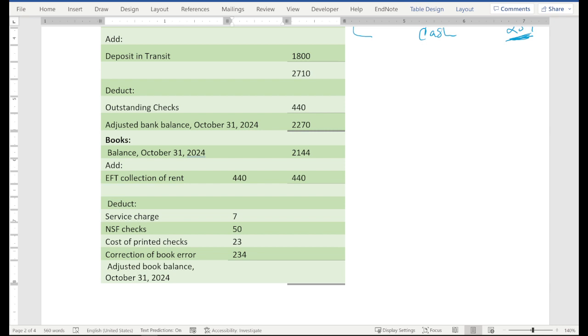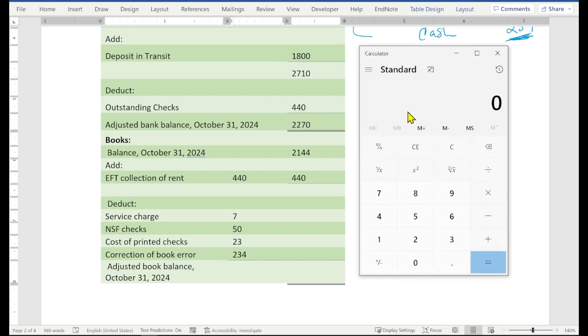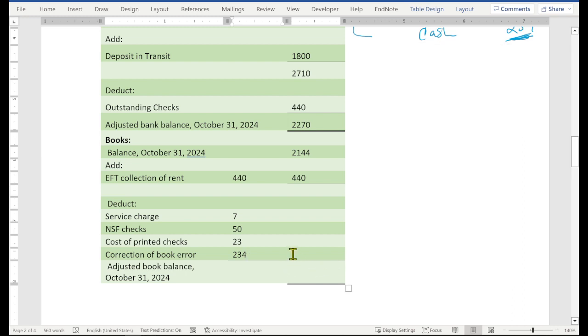Probably by the time I get the calculator over, I could have added it in my head. All right, here we go. 7 plus 50 plus 23 plus 234, 314. So that's what we need to deduct total of.